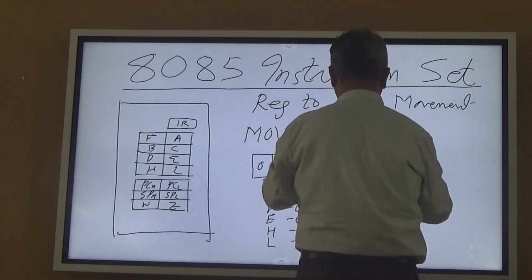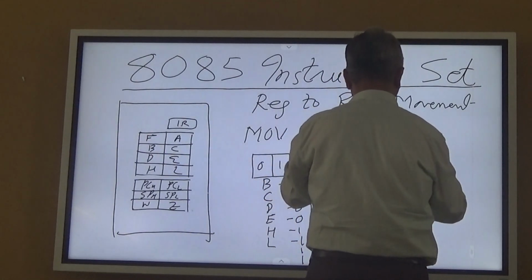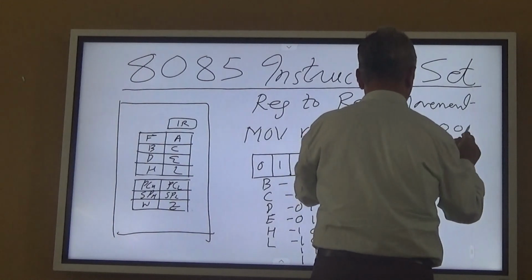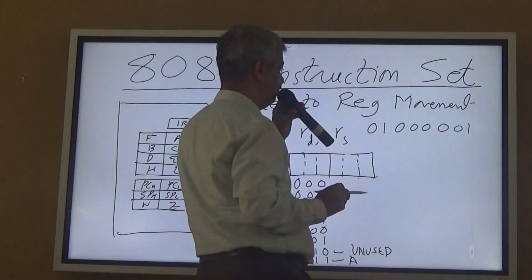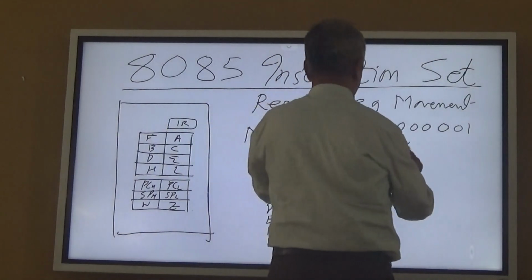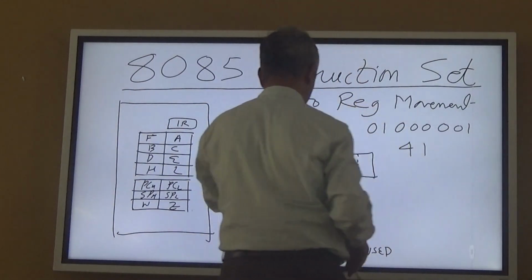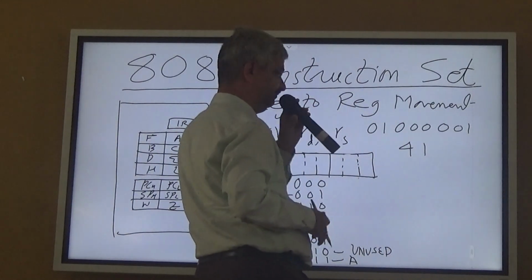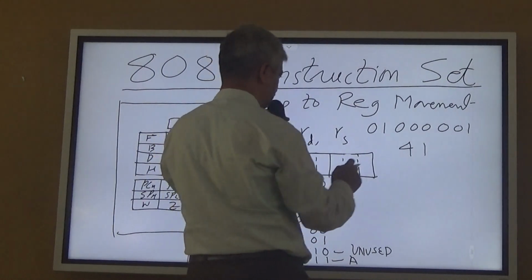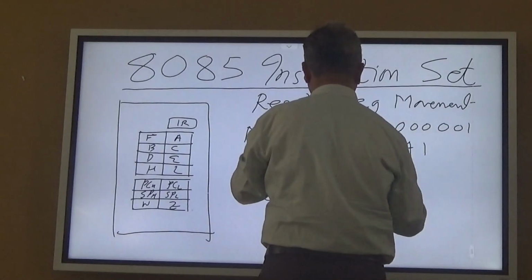0, 1, 0, 0, 0, 0, 0, 1. This would be opcode 41. Opcode is 41. Then next I will tell you.